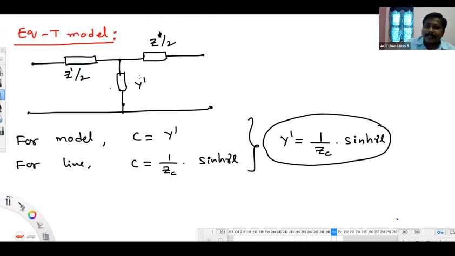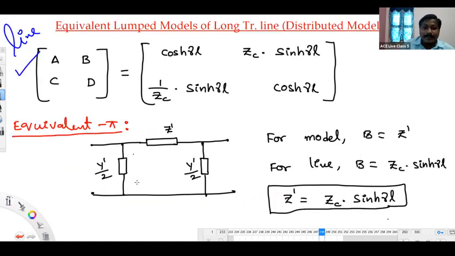What are the ABCD parameters of the equivalent T? Same: cosh(γL), ZC sinh(γL), (1/ZC) sinh(γL), cosh(γL), such that we are setting the values of Z'/2 and Y'. So this model we will be using for the replacement of the distributed model in the load flow analysis.